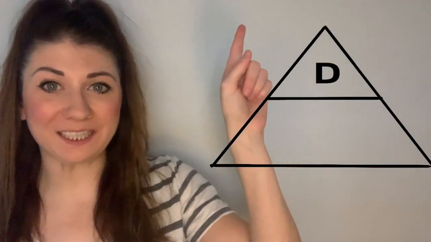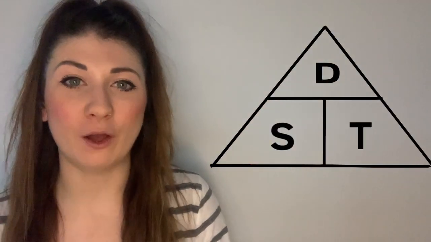So to start with, we need to draw a triangle, obviously. And in this triangle, we put distance at the top and then speed and time across the bottom. As long as you have two of these components, you can always work out the third.